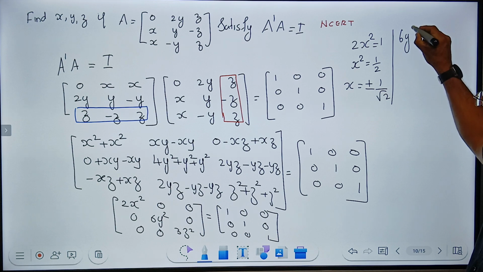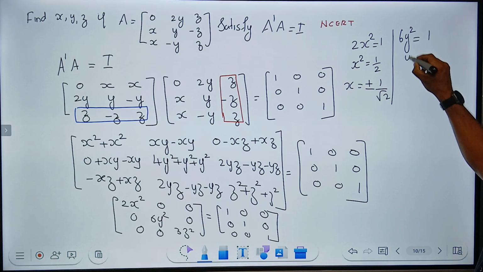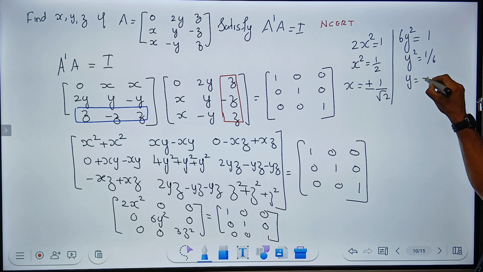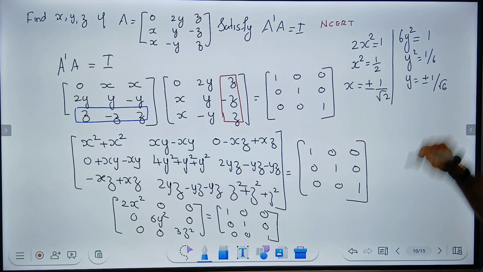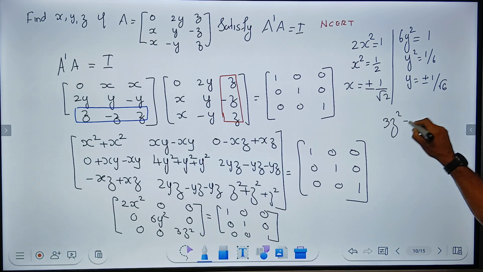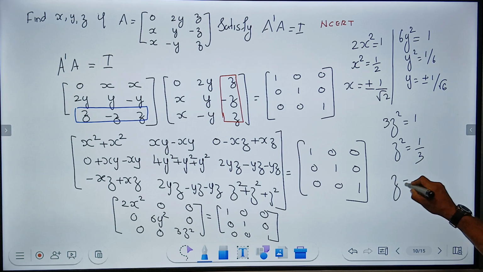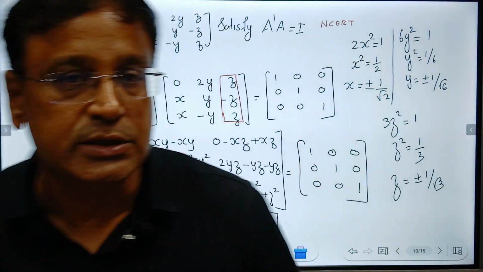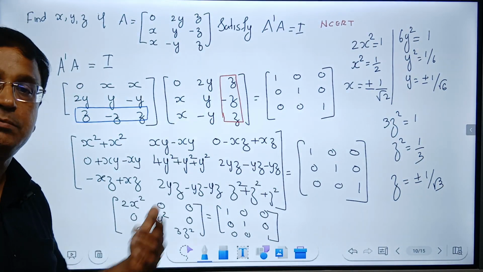Next one. 6y square equal to 1. y square equal to 1 by 6. y equal to plus or minus 1 by root 6. Then finally, 3z square equal to 1. z square equal to 1 by 3. z equal to plus or minus 1 by root 3. So this is a very, very important type of question. It's an NCERT miscellaneous exercise problem.